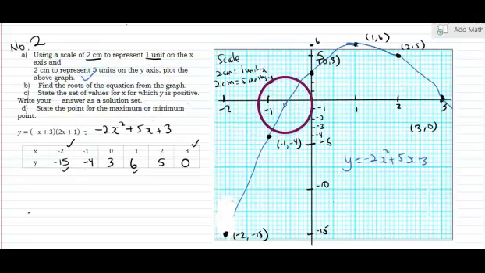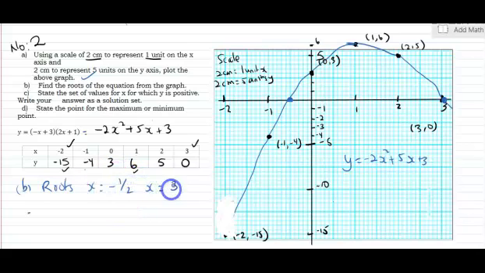Find the roots. The roots will be here, this point here, and this point here. So your roots, this answer here will be, let me write it here. Your roots will be x is equal to minus a half, and x is equal to 3, right?